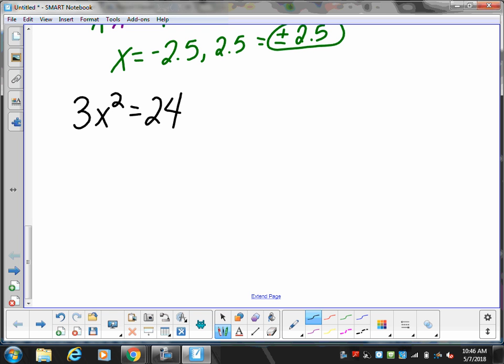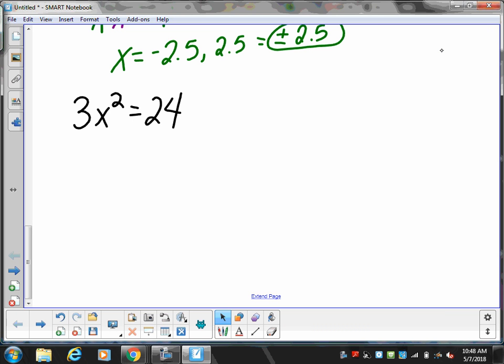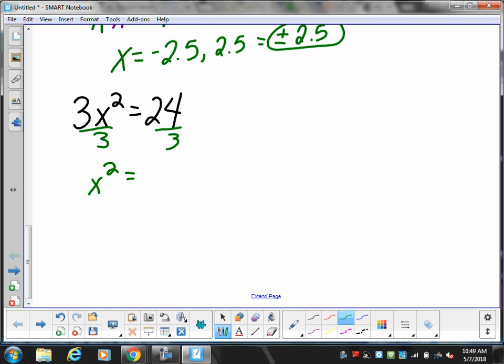All right, 3x squared equals 24. So work this one out and see what you can do with it. All right. What's the first step on this one? Yeah, divide by 3, because we're missing the x term, so we can still do this. So we have x squared equals what? 8.